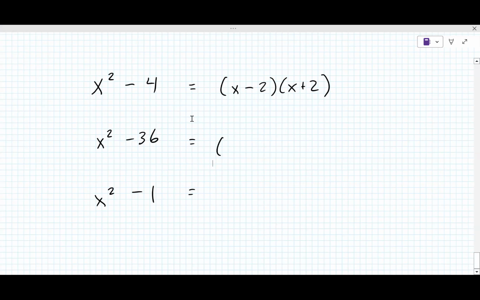Well, hold on. It would be 6. Sorry, my brain had a malfunction. And minus 6 and x plus 6. Good. How about the last one here? That was so easy, but I'm so tired that my brain can't function.